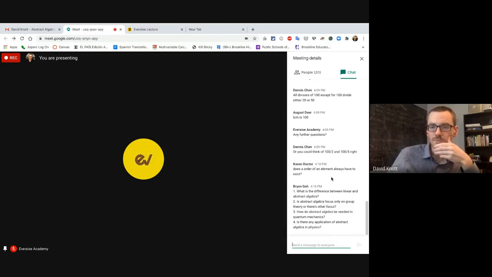Is abstract algebra focused only on group theory? No, as I said, there's lots of other things in addition, not just groups. But broadly speaking, abstract algebra is the study of structures with bones, as opposed to something like analysis, where the structures involved are continuous, and you can zoom in as much as you want. It's smooth and everything. Structures that you study in abstract algebra have a skeleton. They have a discrete structure, generally speaking.